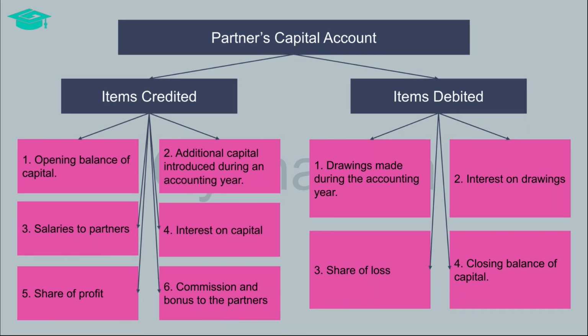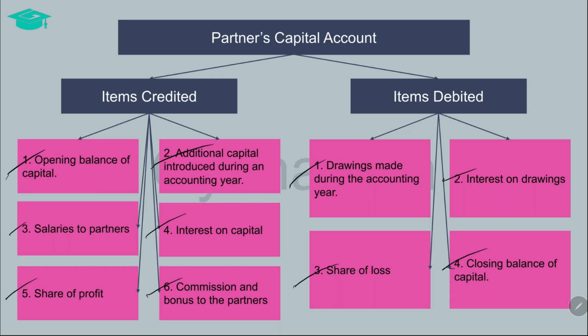As we can see here, all the transactions between the partner and the firm are credited and debited through the partner's capital account. The items credited to this account include opening balance of capital, any addition to the capital, salaries to partners, interest on capital, partner's share of profit, and any commission or bonus earned by the partner. The items debited to this account include the drawings made, interest on such drawings made, share of loss to be contributed by the partner, and the closing balance of capital.